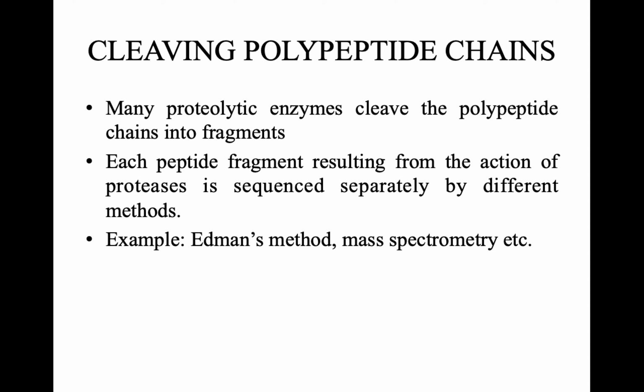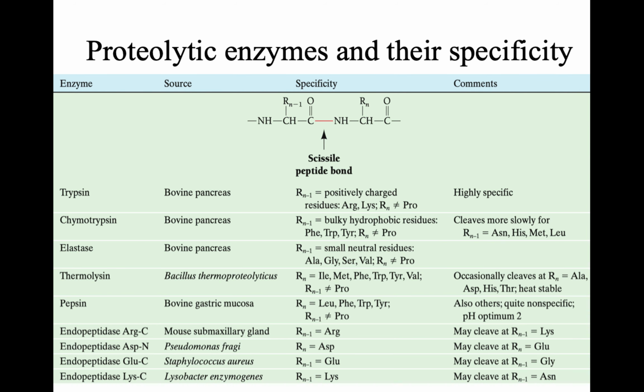Now we need to understand what the different proteolytic enzymes used to produce the fragments are. For example, there is trypsin, and all these proteolytic enzymes have specific sites in the protein. At that site only, they cleave the proteins into fragments. For example, trypsin cleaves on the carboxyl terminal side of the arginine and lysine residues, whereas chymotrypsin cleaves on the carboxyl terminal side of bulky hydrophobic residues such as phenylalanine, tryptophan, and tyrosine.